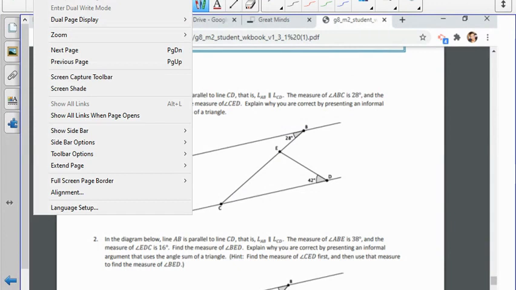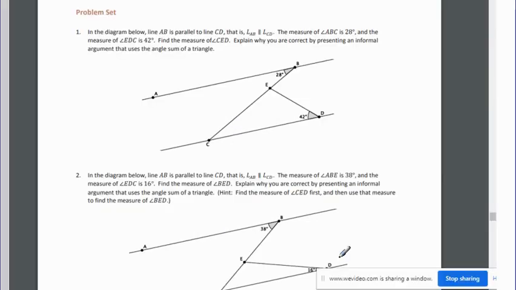Okay, in the diagram below, line AB is parallel to CD. The measure of ABC is 28 degrees. That's what they're talking about right here, is 28 degrees. The measure of EDC is 42 degrees. We want to find CED. We want to know this angle right here that I just highlighted in blue.